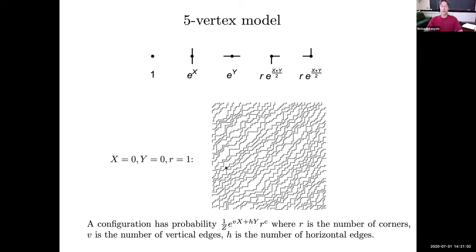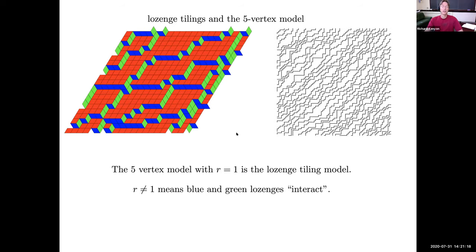Because those configurations will have a higher weight. On the other hand, the R dependence is the most interesting one, because that controls how much the paths like to turn a corner.